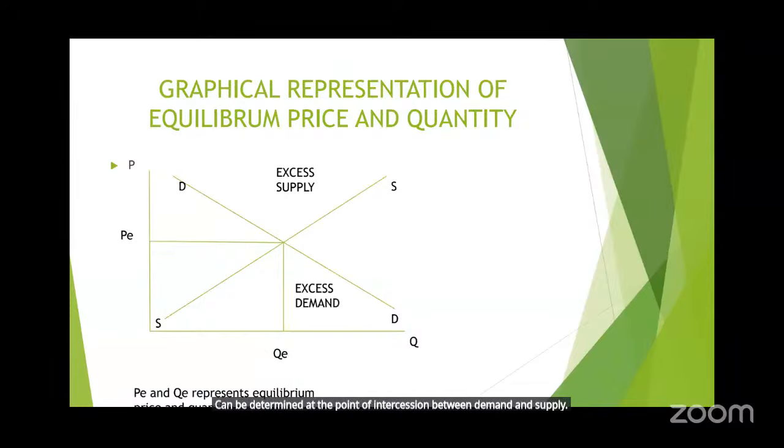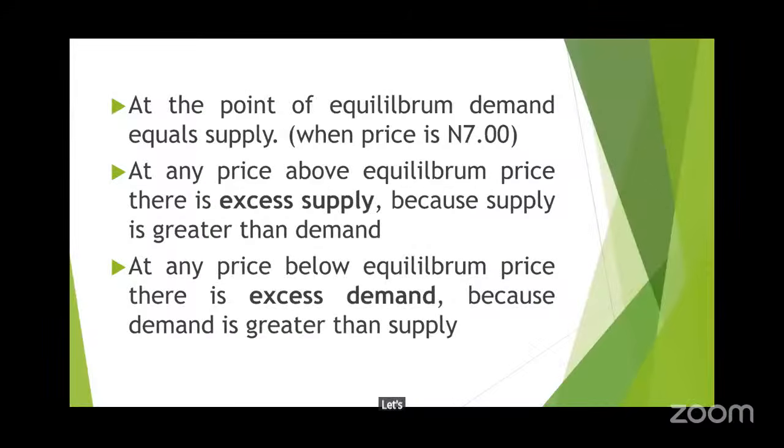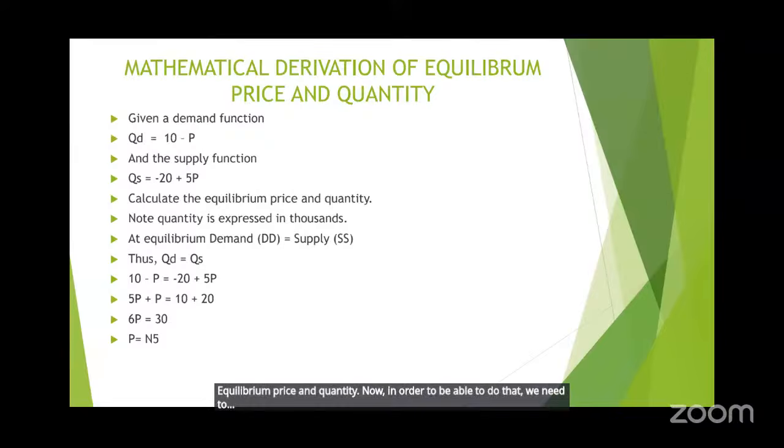Now we've seen this graphically. Let's do a mathematical representation of this. So how do we calculate equilibrium price and quantity? In order to be able to do that, we need two functions. We need two equations. We need the demand function and we need the supply function.